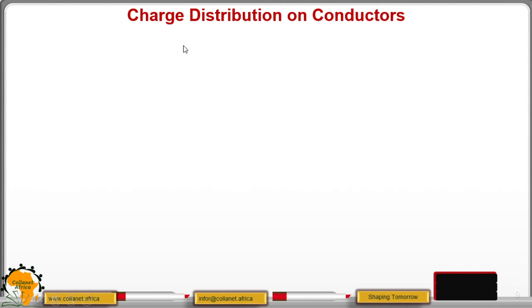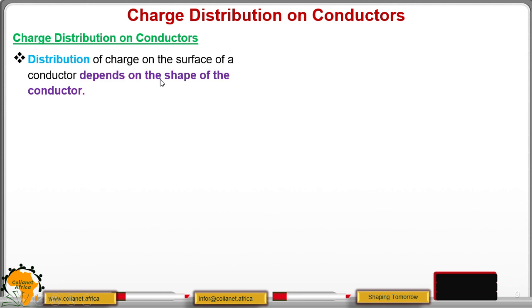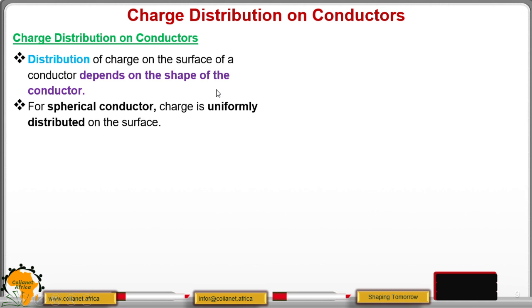In this lesson, we are going to look at charge distribution on conductors. And in here, we are going to consider different types of shapes of conductors. Now, charge distribution on the surface of a conductor depends on the shape of the conductor.